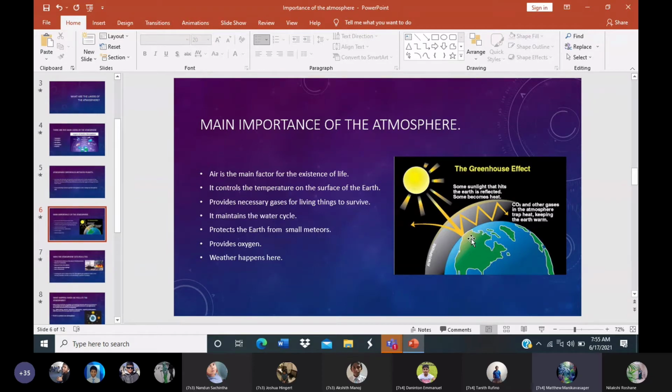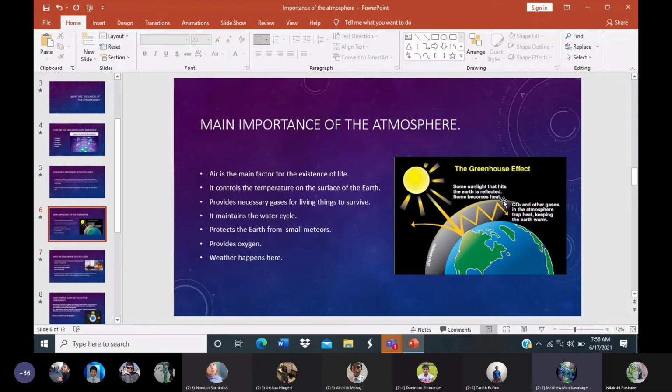As you all know, the water cycle is evaporation, condensation, and precipitation. This is really important for plants to grow. When plants grow, we get food. Protects the earth from small meteors. Almost every month, there are 10 to 15 meteors coming from space. The atmosphere burns them and protects us.